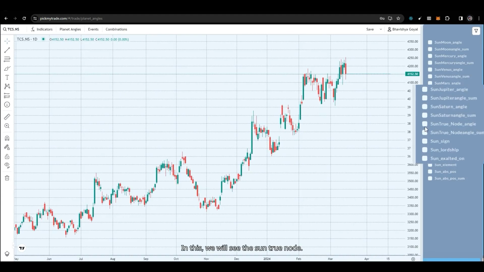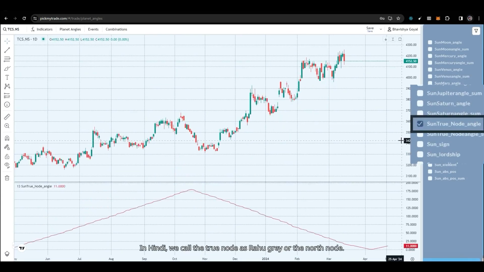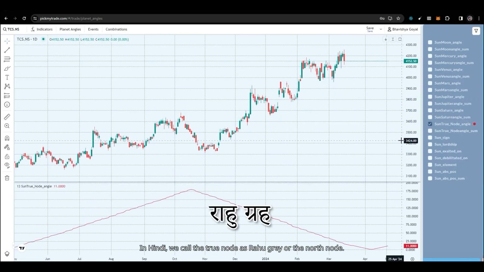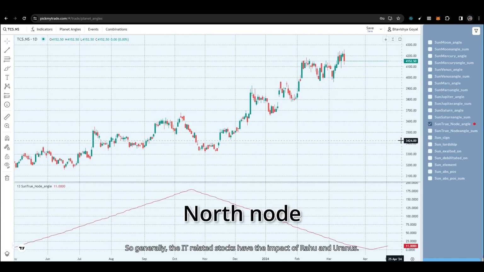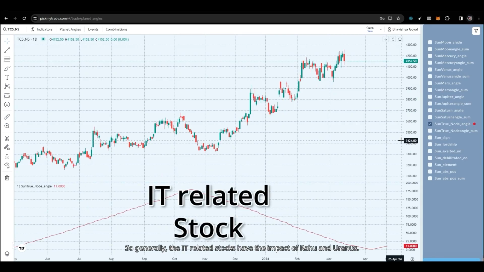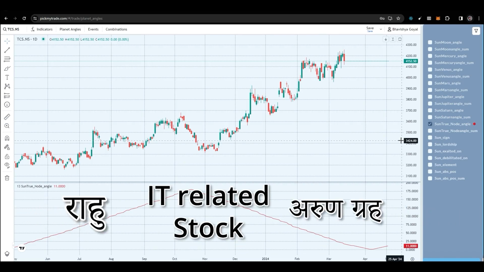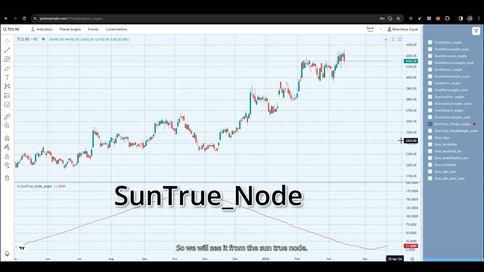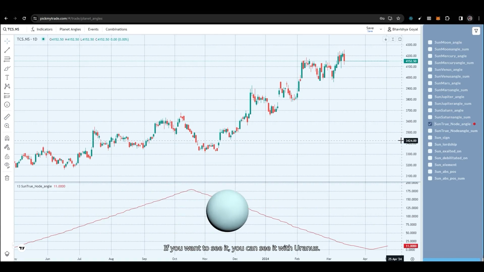In this, we will see the sun true node. In Hindi, we call the true node Rahu or the north node. So generally, the IT-related stocks have the impact of Rahu and Uranus. So we will see it from the sun true node. If you want, you can see it with Uranus. So now let's see what the setup is.